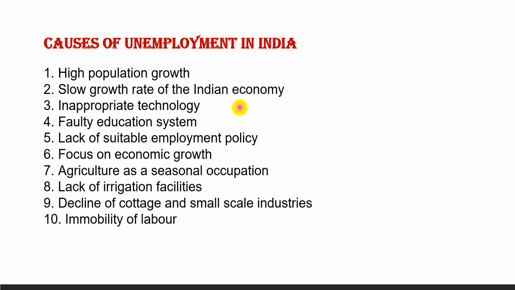Inappropriate technology. In India, capital intensive techniques of production have been adopted in the industrial sector. Hence, there is less scope for employment generation. Next, faulty education system. In our education system, greater emphasis is given on general education and not on technical or vocational education. This is responsible for the existence of educated unemployment in India.